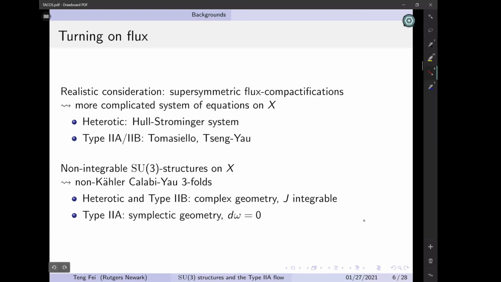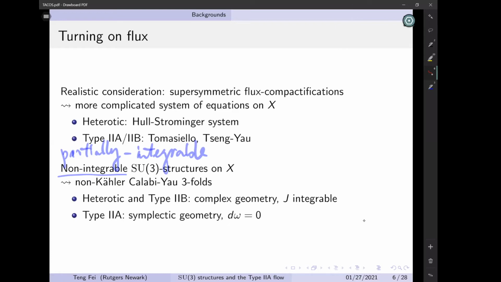Actually, I think non-integrable is not a very good way to put it. Maybe it should really be called partially integrable, because in many cases there's still some kind of integrability there. For example, in the heterotic or type IIB case, we are working in the realm of complex geometry, so the almost complex structure is integrable. And in the case of type IIA strings, this is about symplectic geometry. So we always have a closed symplectic form.